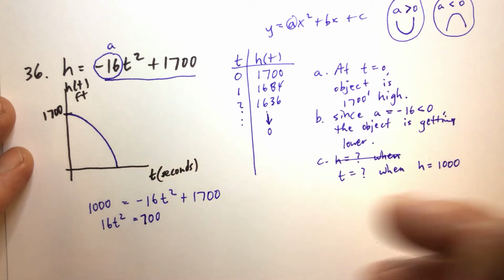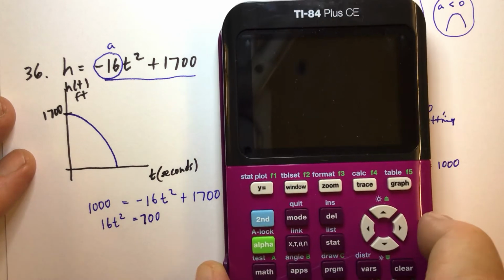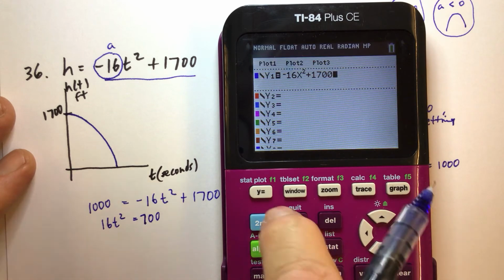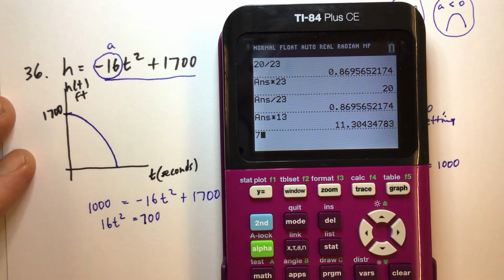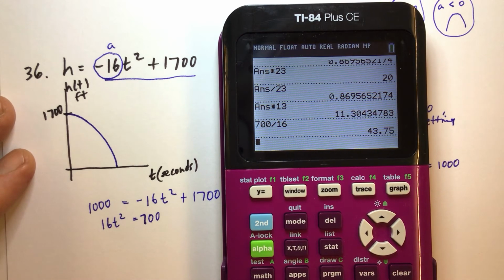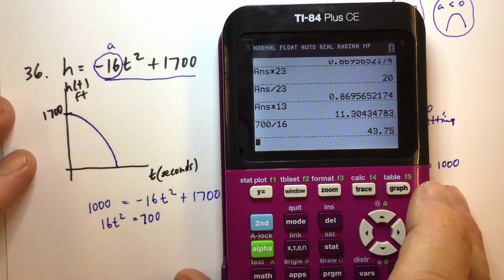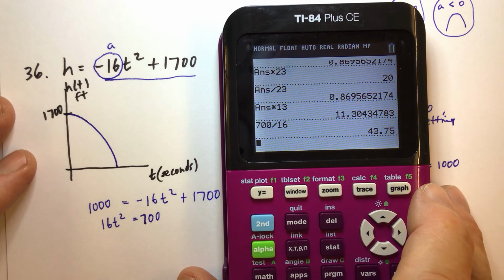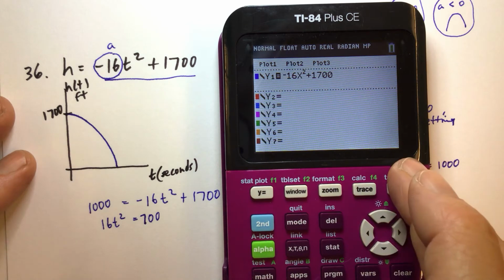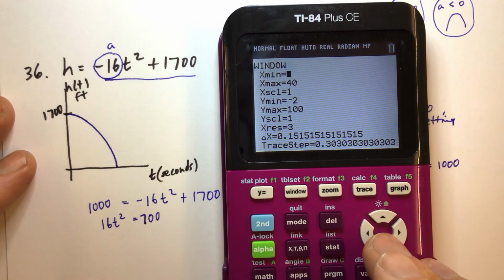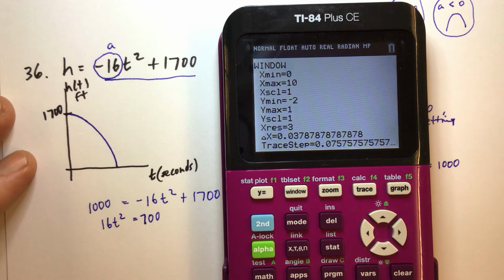Now let's see, does 16 go into 700? Let's try. 700 divided by 16, it does not. So better than that, let's go ahead and graph this function. And I don't know how long it's going to take to get to the ground, but let's try that. And let's make sure our y max is about 1800 so we can see it.